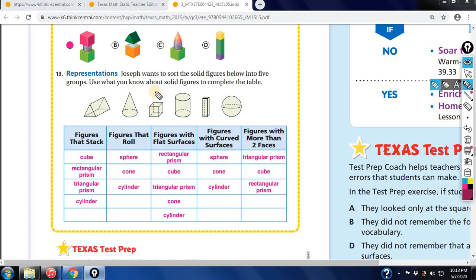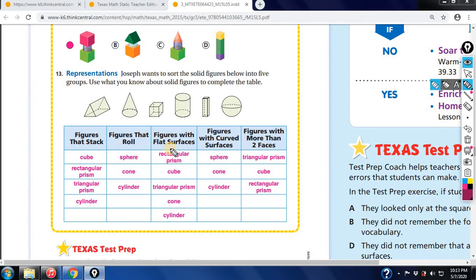So we will look at figures that stack. That means we can put one on top of the other. So a cube, we can do that. A rectangular prism, we can do that. A triangular prism, yes. Someone keeps telling me, well, you can't stack anything on that edge right there. But if you put it vertically, then you'll be able to stack. And then a cylinder, of course. Which ones roll? Okay, there's only 3 that roll. The cone, the cylinder, and the sphere.